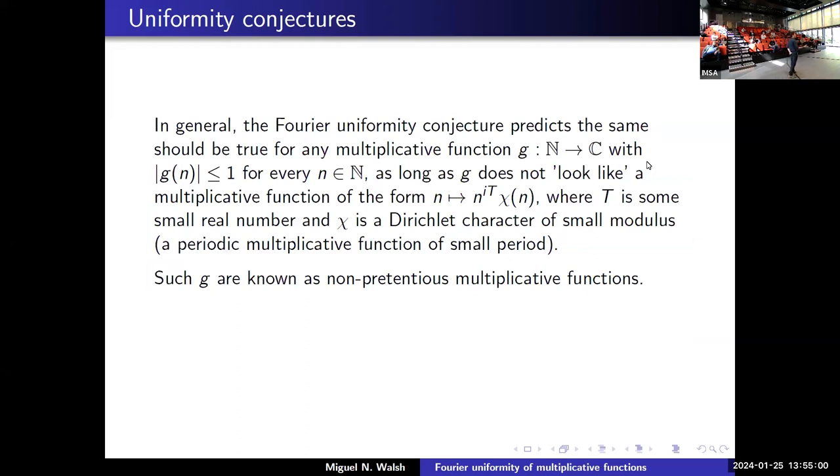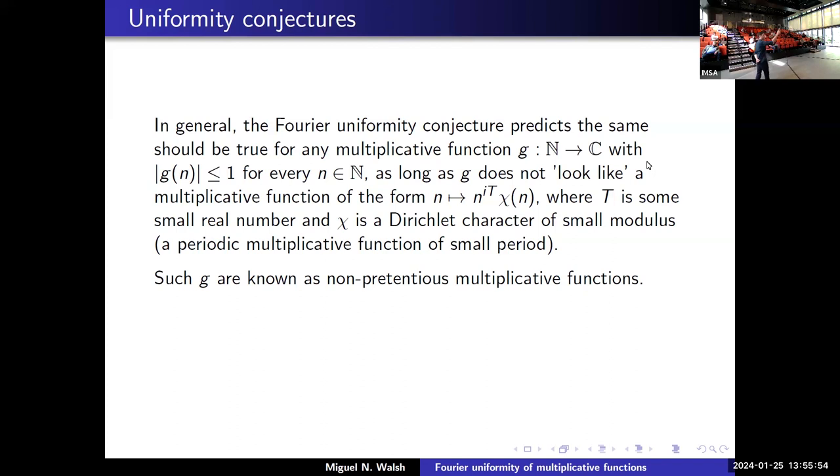Now, as I said, all these things that I have been discussing apply not just for the Liouville function, but for general functions. So let me tell you a bit how it works. For example, the Fourier uniformity conjecture in general predicts that the same should be true for any bounded multiplicative function, that is, a multiplicative function taking complex values of absolute value at most 1. And this should hold for every such function as long as g does not look like this specific multiplicative function, sending a positive integer n to n to the it, where t is a small real number, times a Dirichlet character of small modulus, which for the purposes of this talk you can think of as a multiplicative function with small period.